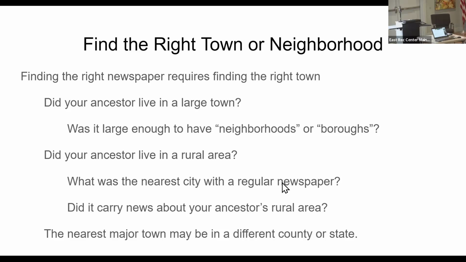And sometimes the nearest major town might be in a different county or state. I have family from northeastern Tennessee, and the big newspaper is in Bristol. For those of you who know that area of the country, Bristol is half in Tennessee and half in Virginia. It's literally a town whose main street splits the states. And so the newspaper might be a Virginia newspaper.